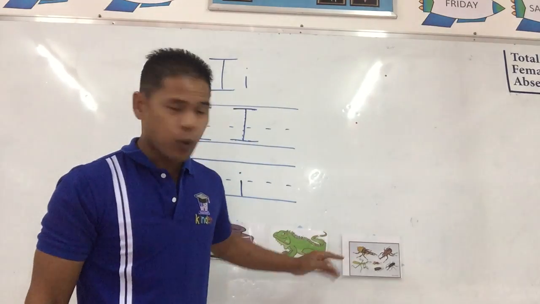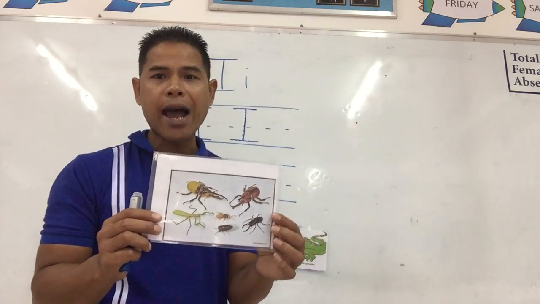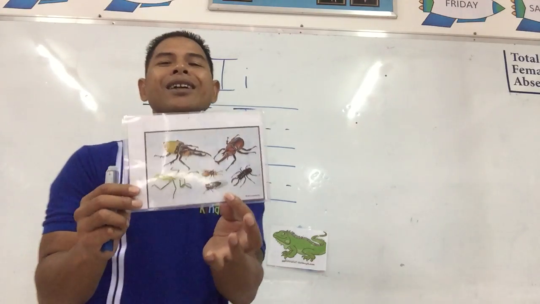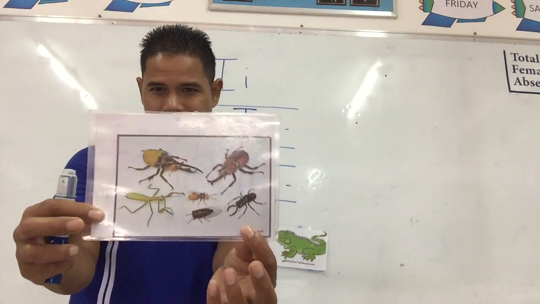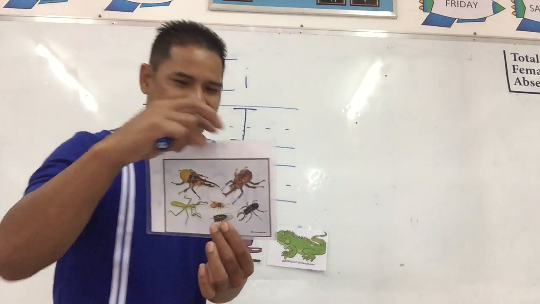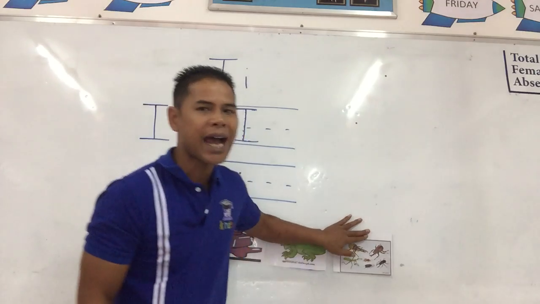Okay, the last one. This one. It has grasshopper, cricket, praying mantis, beetles. What do we call these? You remember? We call them insect. Insect starts with the letter I.